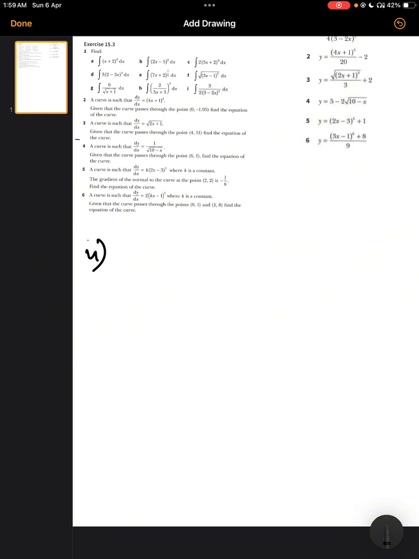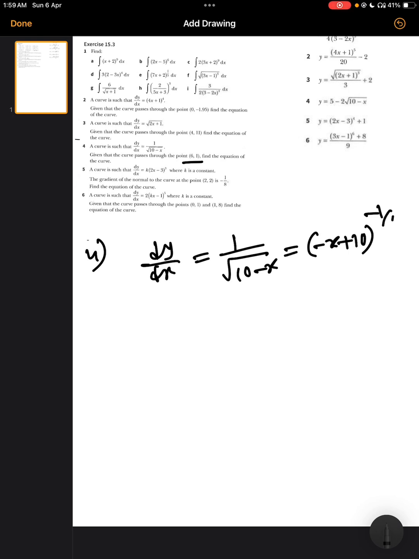A curve is such that its differentiation result is 1 over root over 10 minus x. The curve passes through the point 6, 1. Find the equation of the curve. Okay, the same graph. The differentiation has been given as 1 over root over 10 minus x. So it can be written as minus x plus 10 to the power minus half.